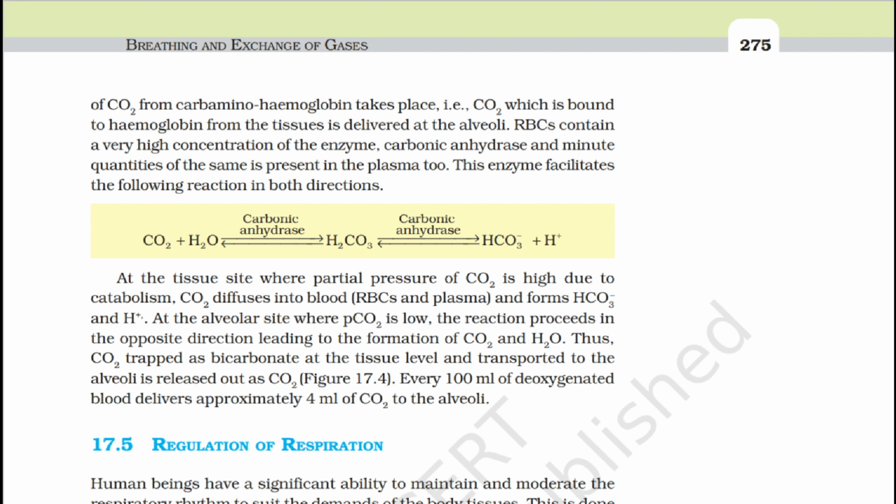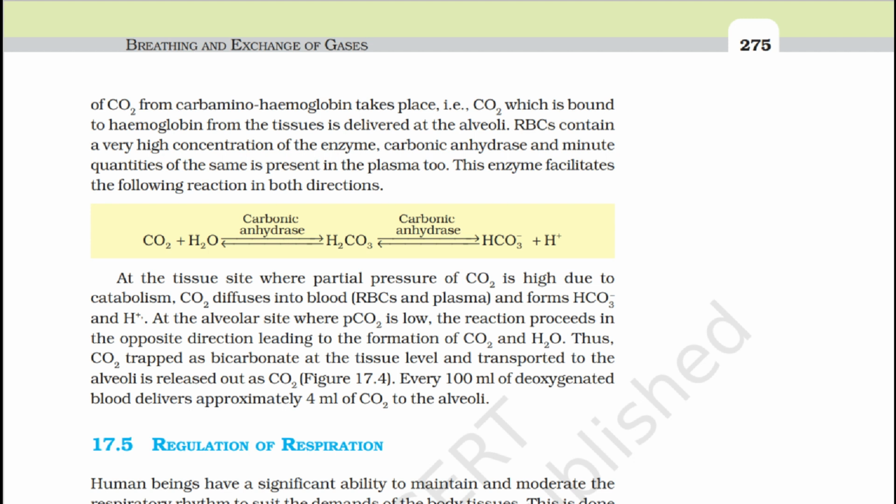Thus, CO2 trapped as bicarbonate at the tissue level and transported to the alveoli is released out as CO2. Every 100 milliliters of deoxygenated blood delivers approximately 4 milliliters of CO2 to the alveoli.